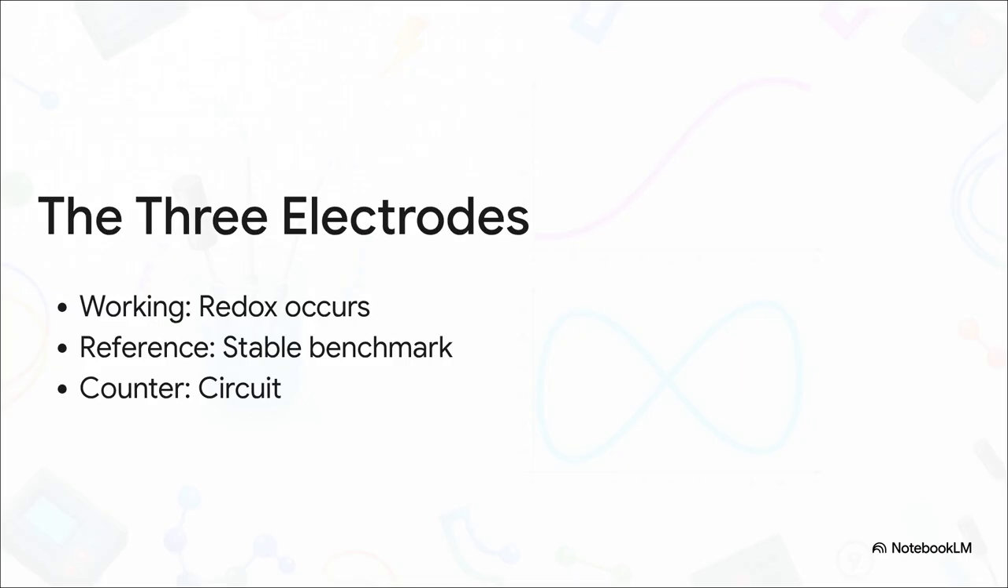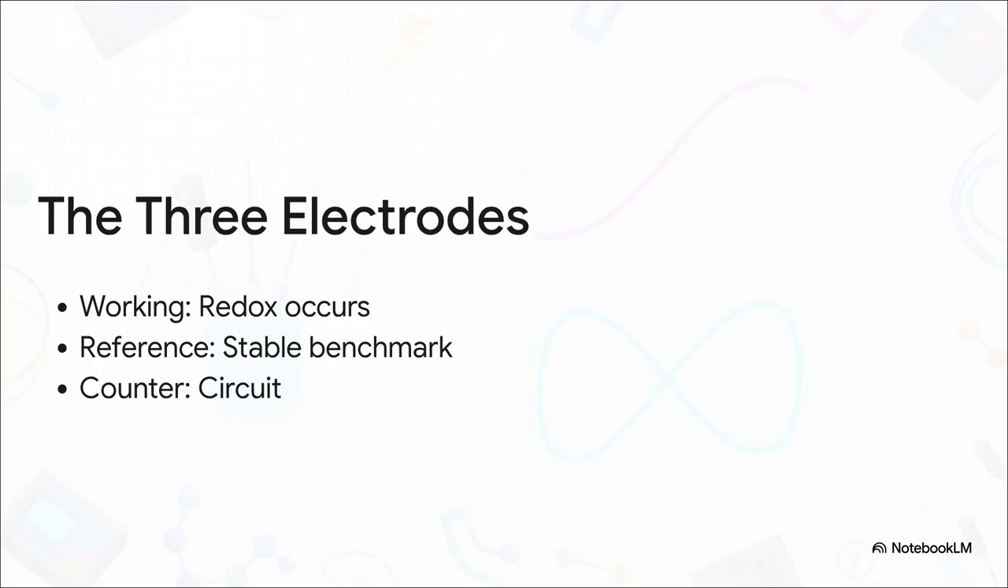So the absolutely crucial point here is understanding the specific, distinct jobs of these 3 electrodes. First, the working electrode. This is often made of glassy carbon, platinum, or gold, and it's where the actual oxidation or reduction event takes place. Now, to measure the exact voltage happening right there, we need a reliable benchmark. That's our reference electrode, something like silver/silver chloride.